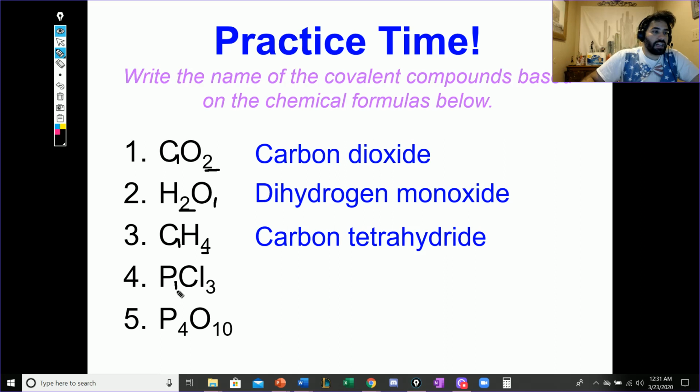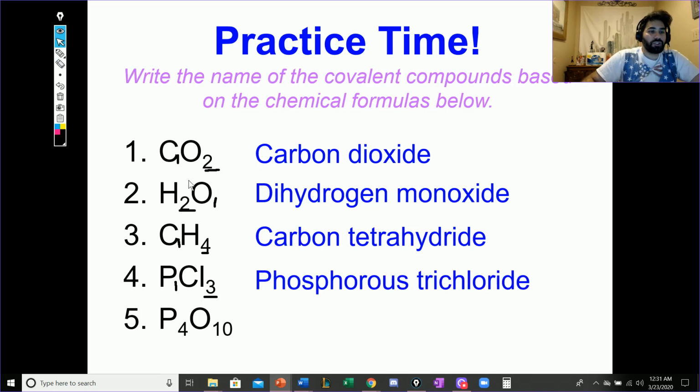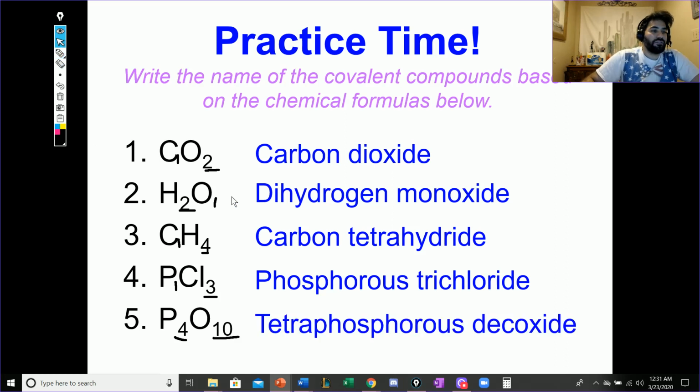This next one, phosphorus, has a subscript of 1. You don't put mono at the beginning of the word, so it's just phosphorus. The prefix for 3 is tri. So you call this phosphorus trichloride. And then this one, the prefix is tetra, and the prefix for the oxide is deca. So it is tetraphosphorus decoxide.